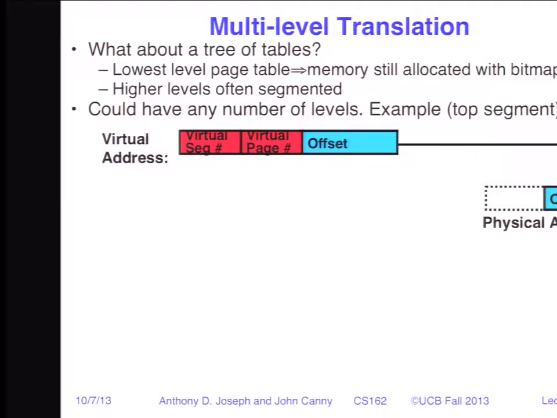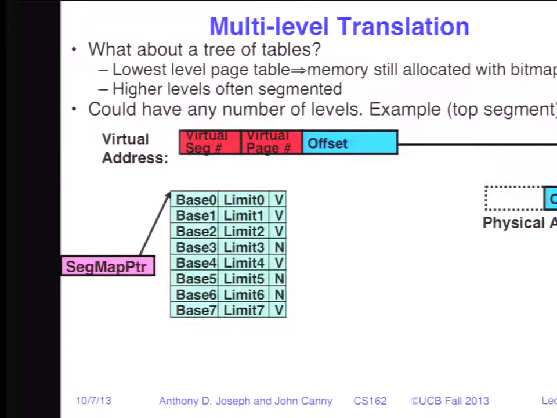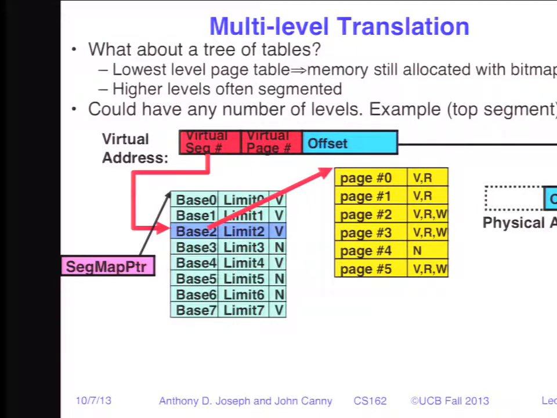Okay, so what are we going to do with the rest? First we need to find the appropriate page table. We're going to find that by looking up the virtual segment number first. We take our segment map pointer, which is a register, which points to our segment map in memory, and we're going to index into that segment map with our virtual segment number. In this case, let's say it's the third entry. That now returns the location of a page table. Before, the segment was giving us the actual data page. Now it's giving us a page table.